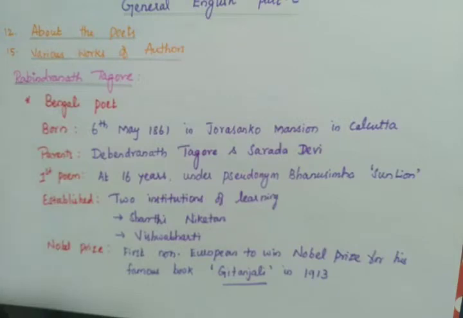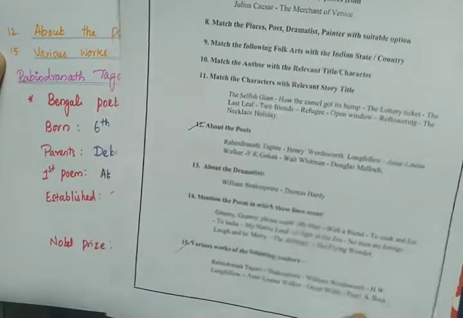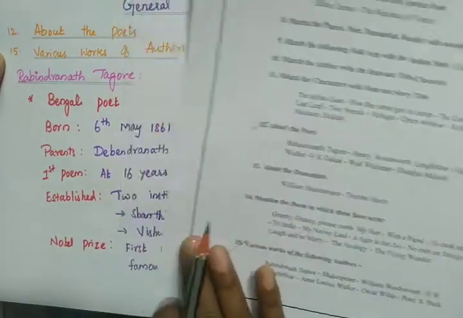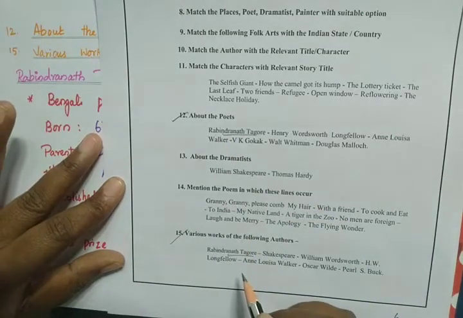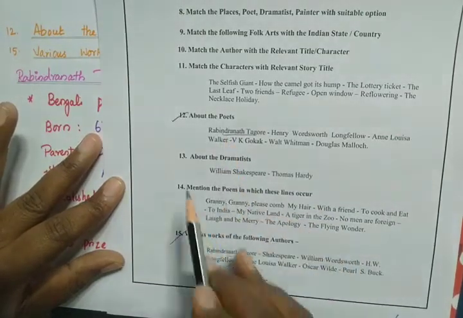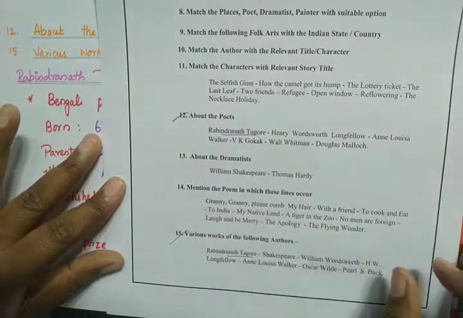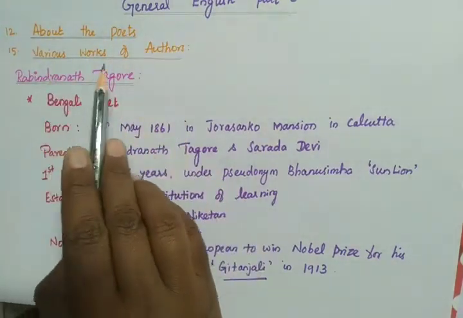This is the 12th, about the poets. Then 15th, various works of the following authors. Now what we are going to see is about the poets and various works of the following authors. In both we have Rabindranath Tagore. This is what we are going to see now, Rabindranath Tagore, who is present in both the 12th and 15th.